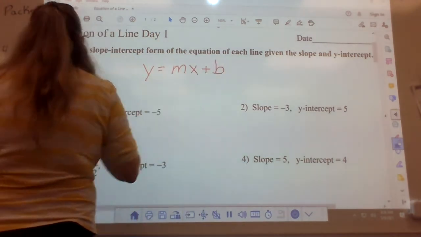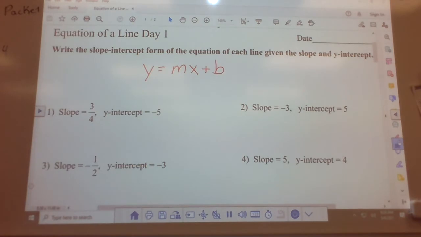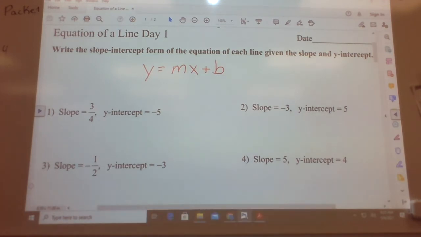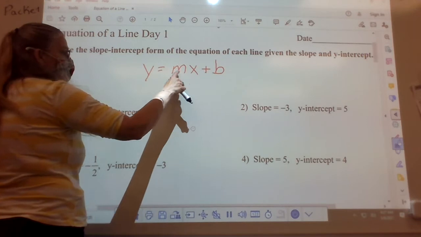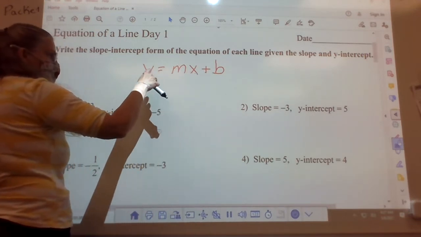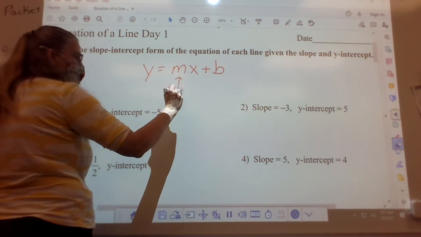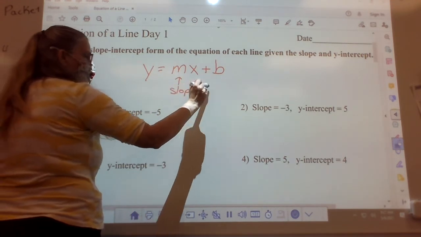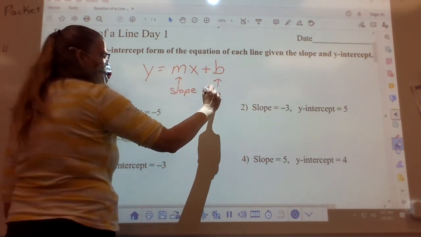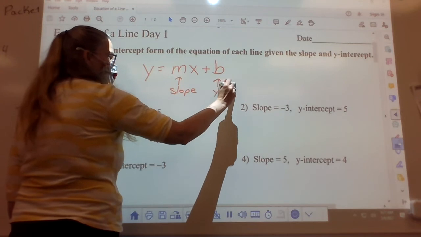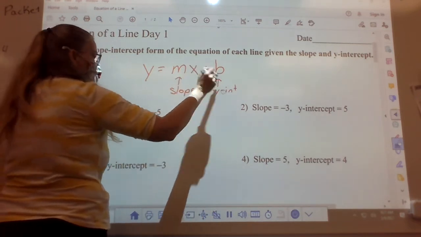Hopefully that sounds really familiar because I know you spent a lot of time in Algebra 1 looking at it. So y equals mx plus b. When you're looking at that equation, the y and the x stand for an ordered pair of coordinates. The m is the slope. The b is the y-intercept, which is why it's called the slope-intercept form of the equation.